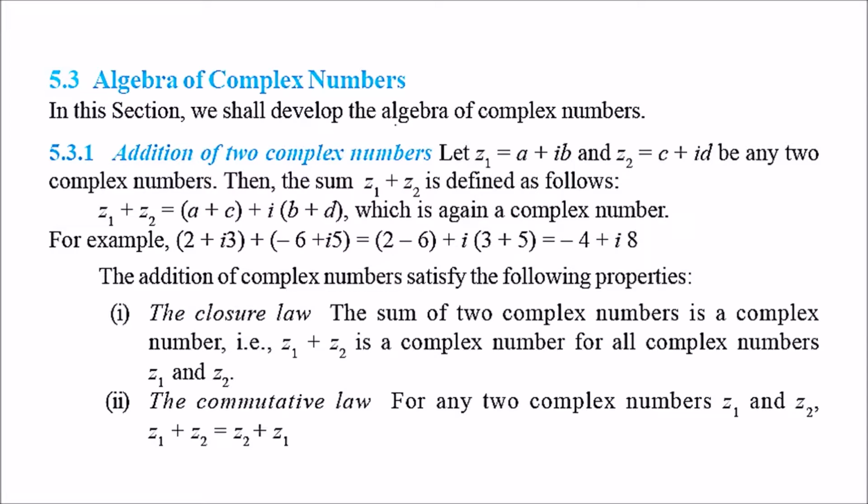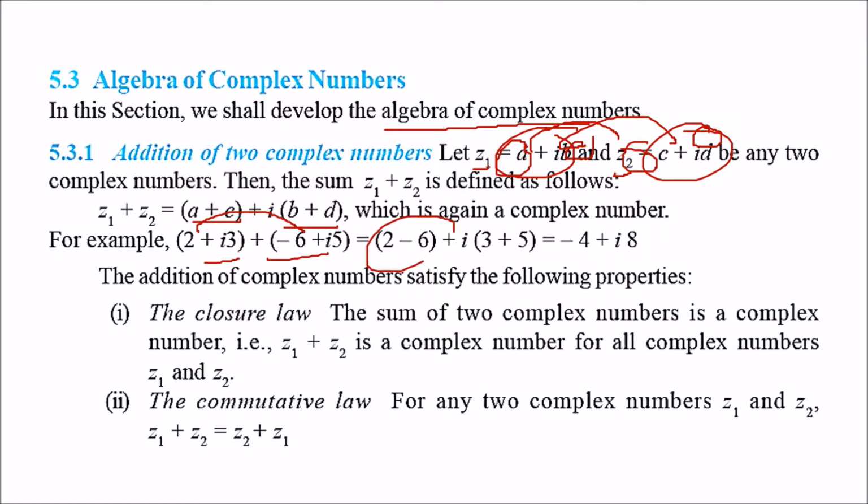So what we are going to see in the algebra of complex numbers is first the addition of two numbers. If z1 is a + ib and z2 is c + id, if you add them, you have to add the real parts and you have to add the imaginary parts. This will be (a + c) + i(b + d). So this is how we add the real part and the imaginary part. And you can also add 2 − 6i and 3 + 5i like this. So it will be −4 + 8i.